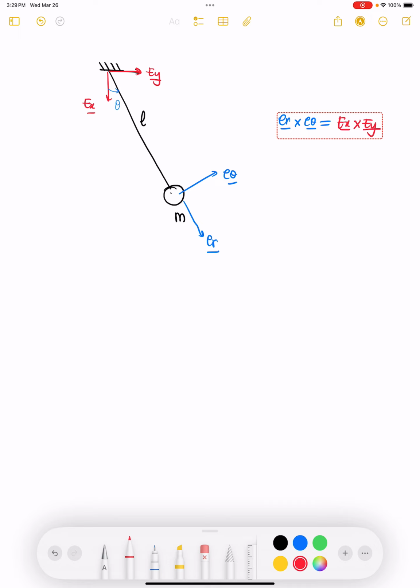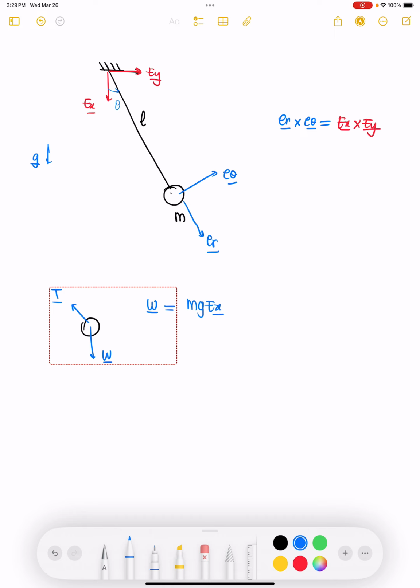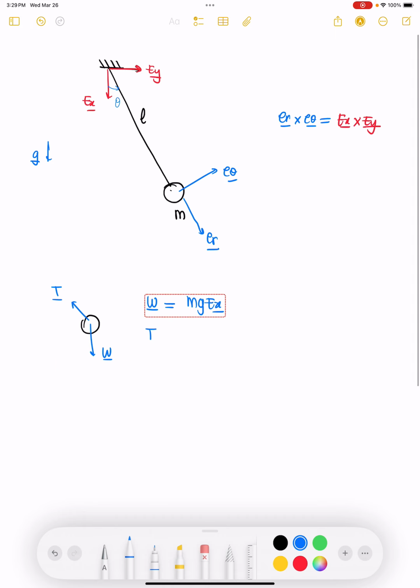Now if I want to draw the free body diagram of the mass, the forces acting on it are the weight force, that's gravity acting this way, and the tension force. The weight force acts in the same direction as gravity, so weight is mg e_x, and the tension force acts along the string, so it's acting along minus e_r, minus T e_r, where here T is positive.